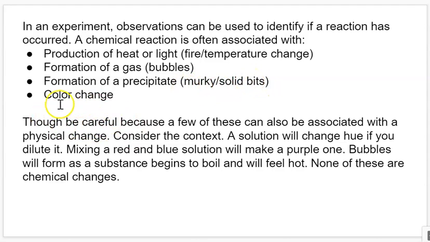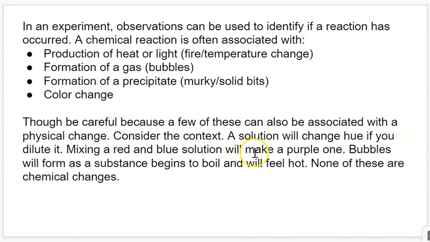Or a color change. And you've got to be careful when we're using these as our main ways of determining whether a chemical reaction is occurring or not, because some of these can be associated with physical change as well, and we need to consider the context. For example, a solution will change hue if you dilute it. If you have a red solution and you add water to it, it's going to turn more pinkish, and that's just because the dye molecules are being spread out, but nothing's actually changing chemically.